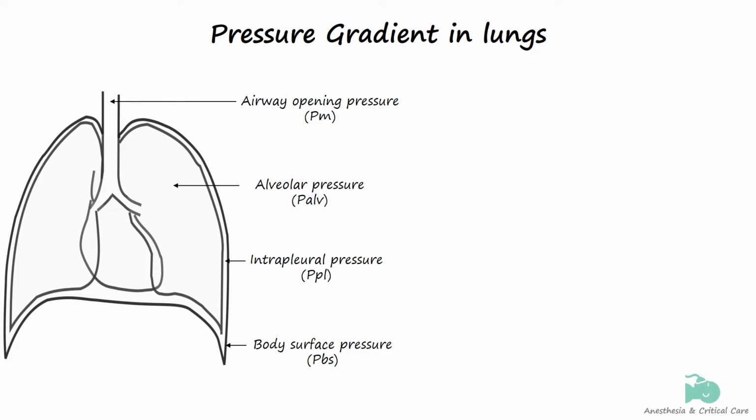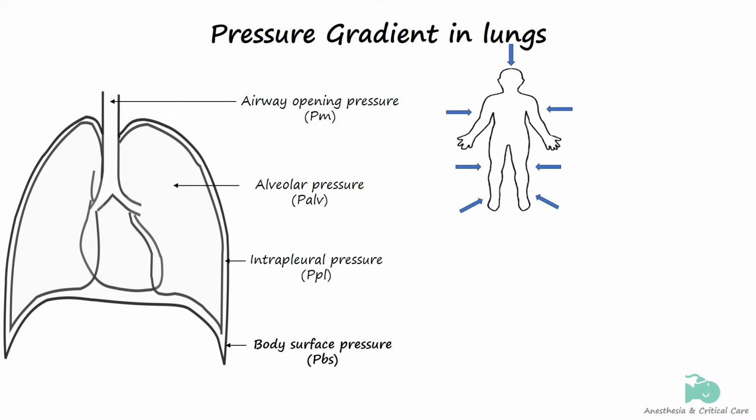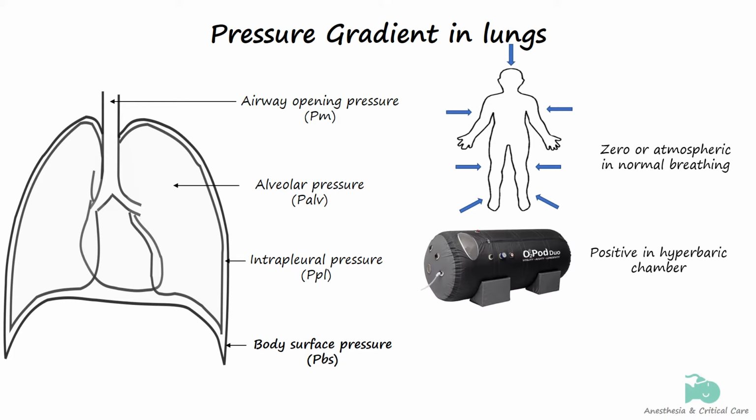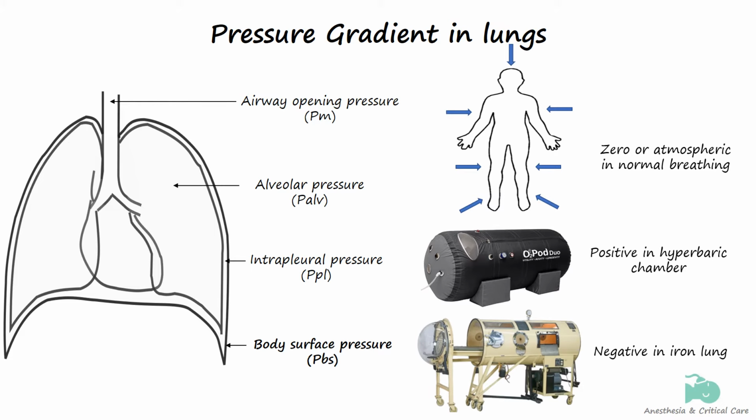Body surface pressure is the pressure exerted at the body surface. This is equal to zero unless the patient is using a pressurized chamber like a hyperbaric chamber or a negative pressure ventilator like an iron lung.